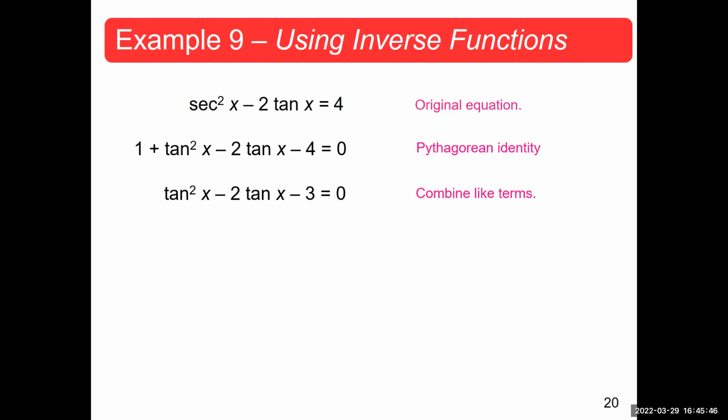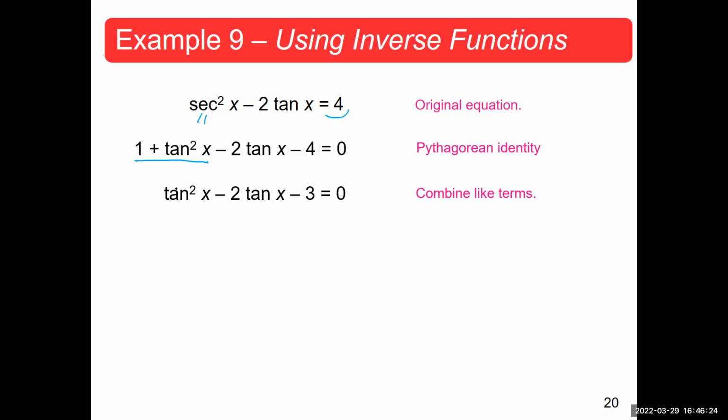That's a similar problem. And this is, you have, they start with secant squared x minus 2 tangent x equals 4. We converted this to be 1 plus tangent squared x minus 2 tangent x. We brought the 4 to this side, minus 4 equals 0. Then that's the equation now we can solve.